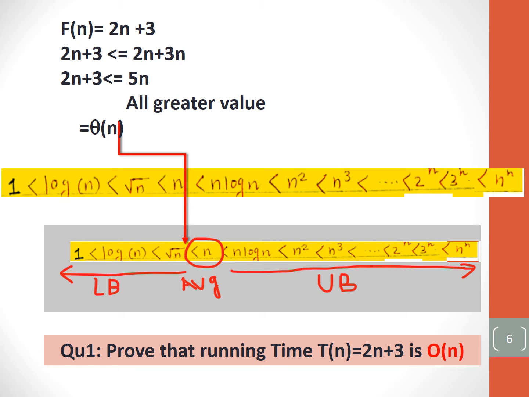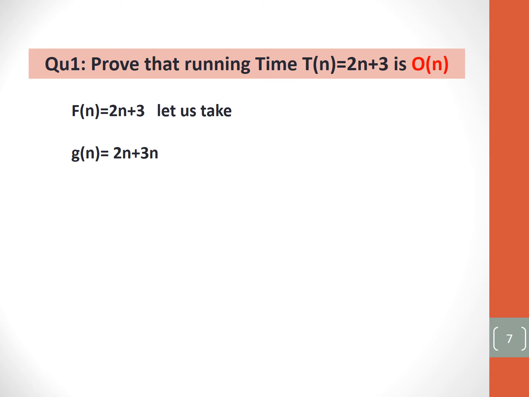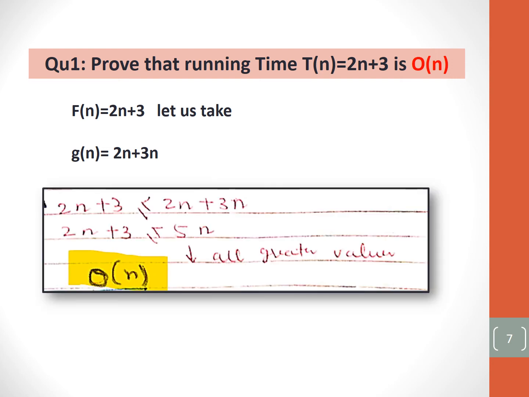So going ahead, if the same question is given, like prove that the running time T(n) = 2n + 3 is O(n), we can solve it like this. I have already shown this in the previous slide. On the right-hand side, the 3 part we have made n, and then it becomes 5n. So your notation is theta of n. Sorry, it is a big O of n.